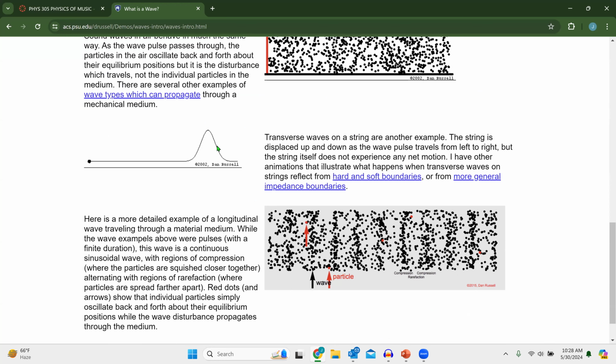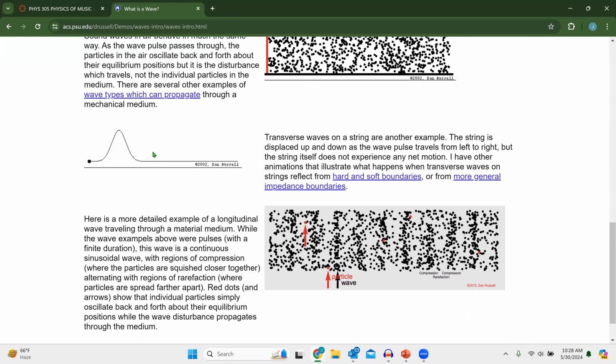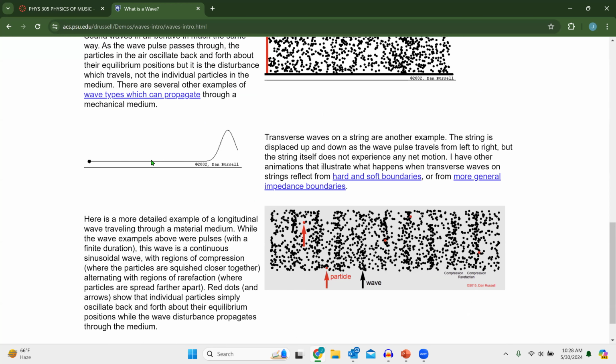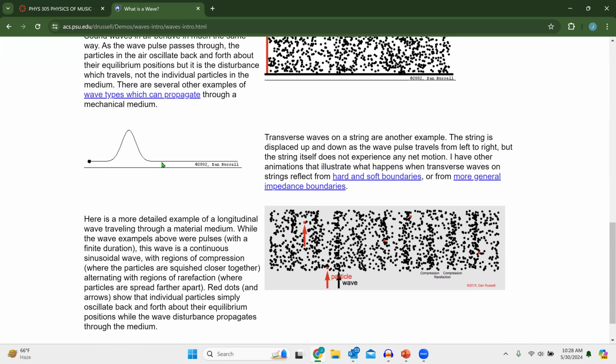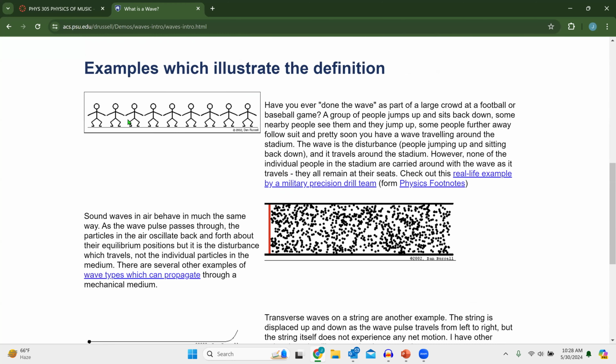So you see here, this little pulse is traveling to the right, but the material itself goes up and then back down. It's going up and down perpendicular to the direction that it's traveling. It's a little bit easier to see if these dots go up and down, but the wave itself travels to the right. That is a transverse wave. Sound doesn't travel as a transverse wave.